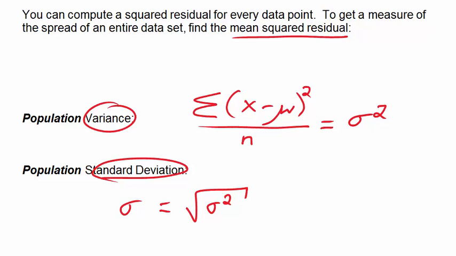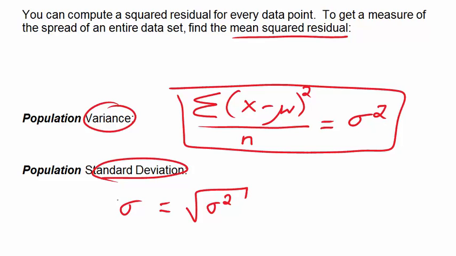So variance is nothing more than a mean squared residual. Variance is just this mean squared residual, and standard deviation is just the square root of that. But again, it's really important to note that if you had any outliers, if you had any extreme data values, both of these measures are going to be extremely sensitive to them.